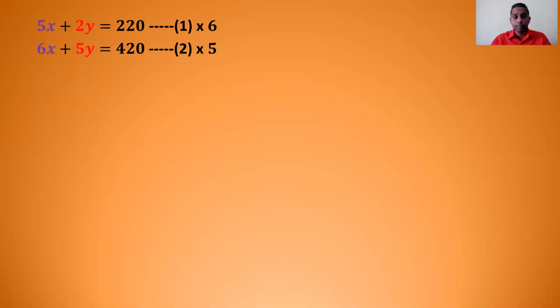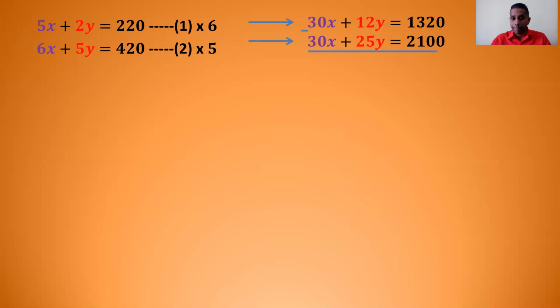Here, we wish to make the coefficient of x become 30. 30 is the LCM of 5 and 6. This is why we multiply the first equation by 6 and the second equation by 5. We get two new equations where now you find that the coefficients of x are the same and they have the same signs. So for same signs, we perform subtraction. By doing so, we get the value of y, which is 60.